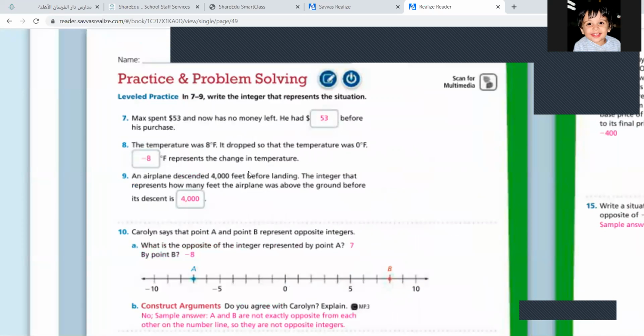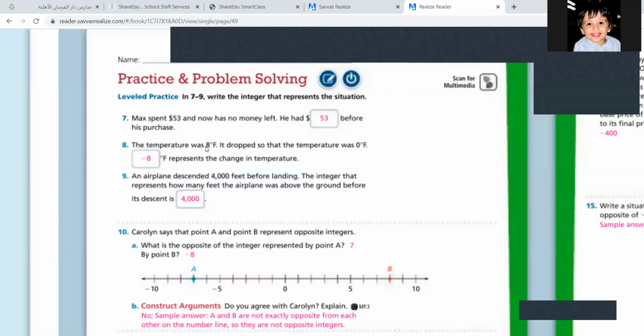See these questions, girls? Max spent $53 and now has no money left. So before he purchased, he spent $53. How much did he have before? 53. That's the answer.